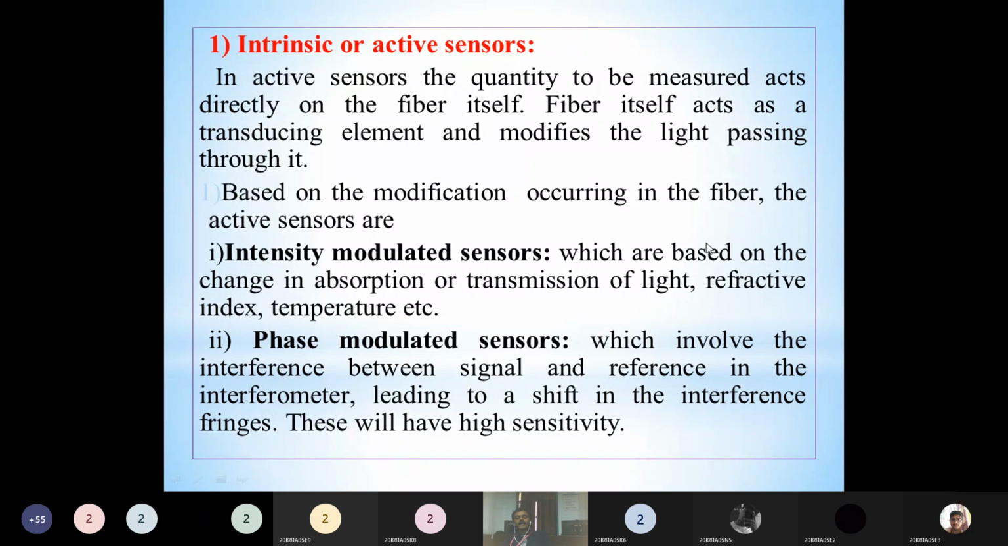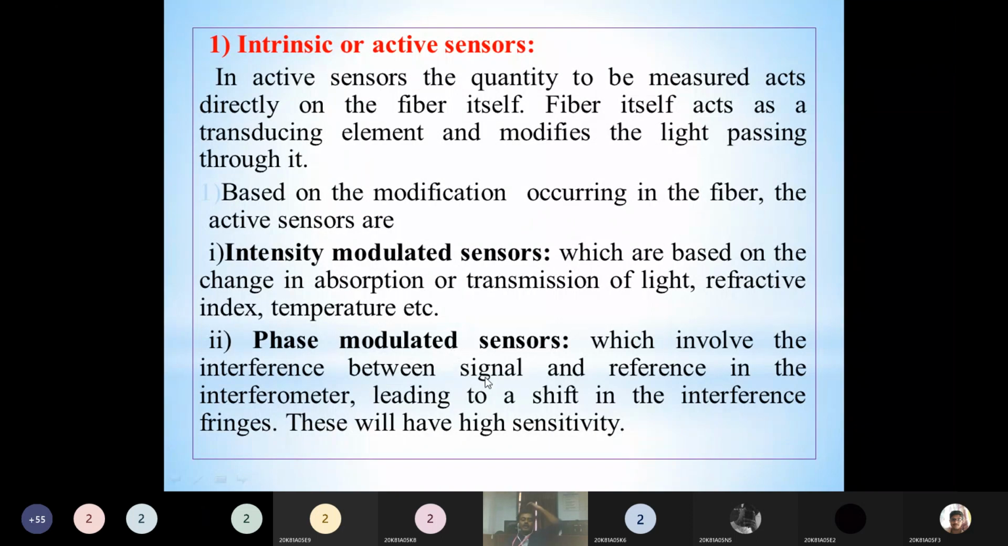As I already said, if you increase the temperature, there will be some modification in the optical fiber. If you change the chemical composition inside the optical fiber, there are changes. Due to those changes inside the optical fiber, it acts as a sensor. Take the intensity modulated sensor: because of some reasons, the intensity of light changes. If the intensity of light changes, we call those sensors intensity modulated sensors.